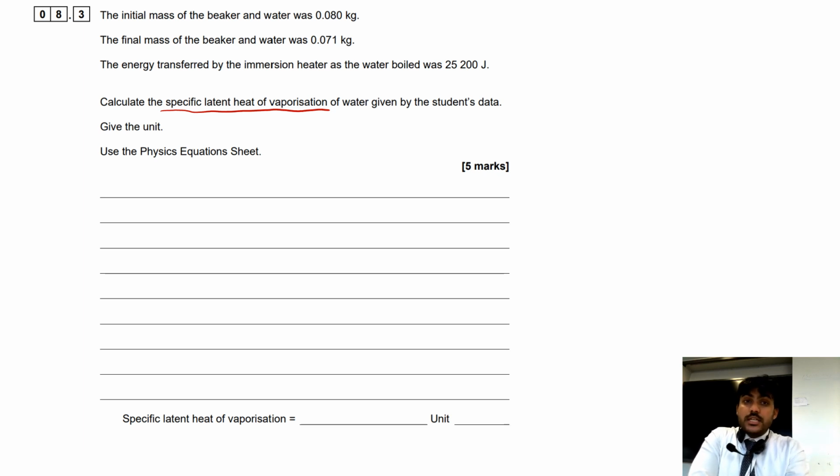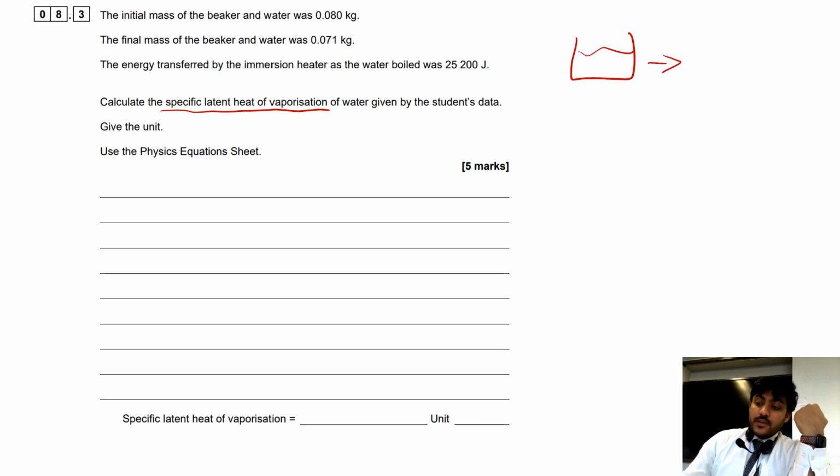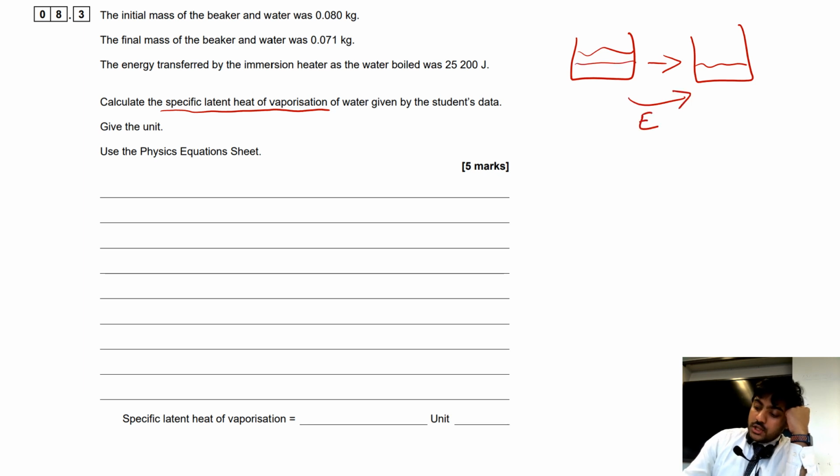Because after 100 degrees, the water will turn into steam. That's what's happened here as well. In the beaker, you had some water, and after boiling it for 600 seconds, you had a little bit less water. So the energy that went in at that point went in to change that much water into steam.